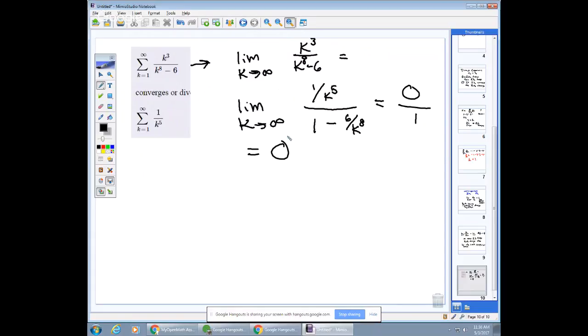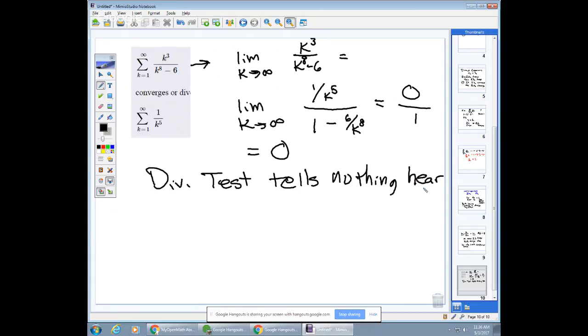So again, always do the divergence test first. If you can do it in your head, fine. But sometimes I need to write things down on paper. So the divergence test tells me nothing here. But it's always worth checking.